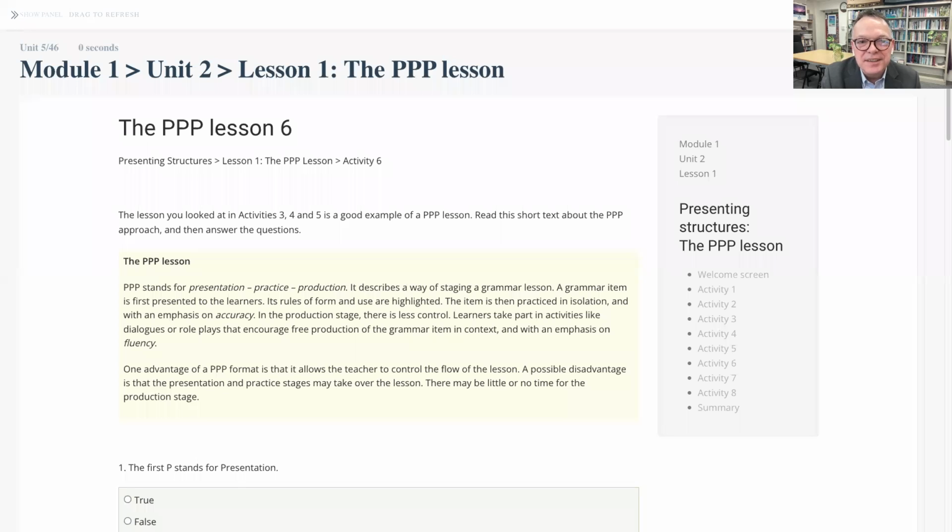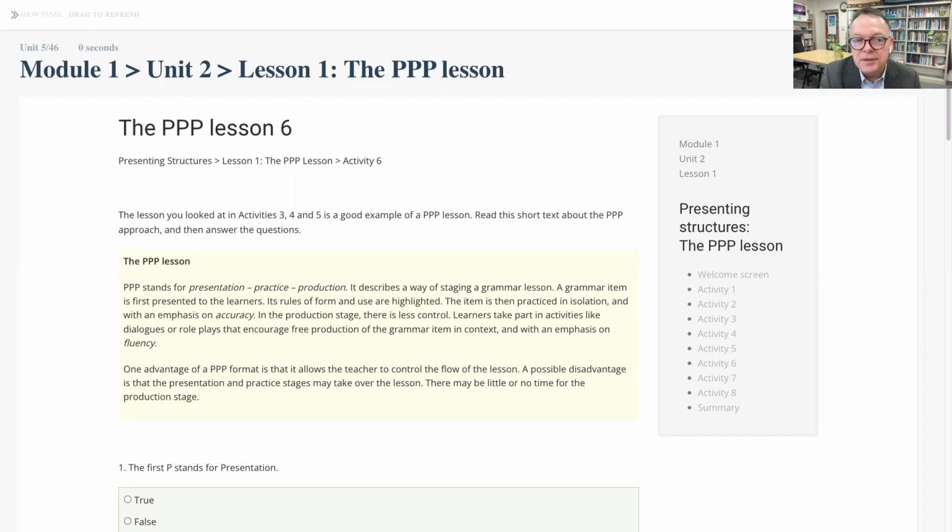And it says the lesson you looked at, activities 3, 4, 5, is a good example of a PPP lesson. So let's read the short text about the PPP approach and then answer some of the questions. PPP stands for presentation, practice, production. I've actually heard it called presentation, practice, personalization, but I guess this is the more standard form. It describes a way of staging a grammar lesson.